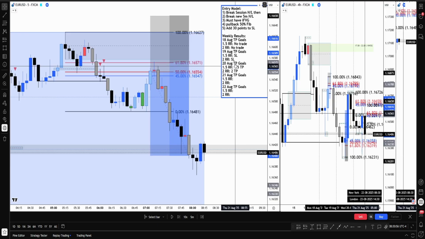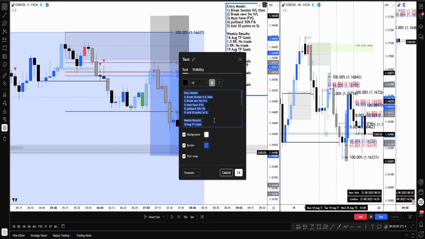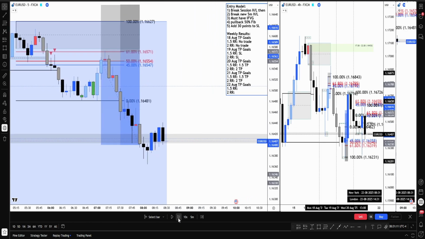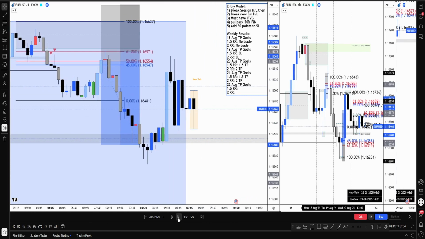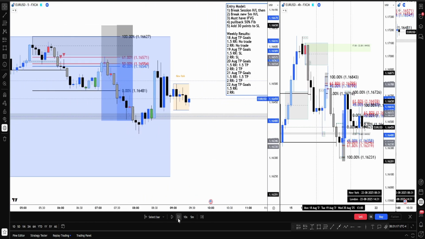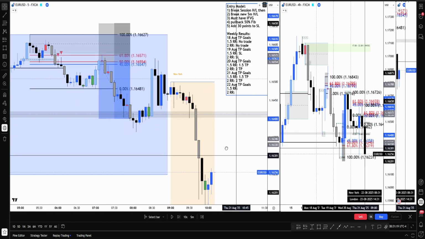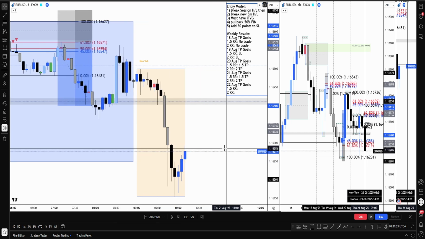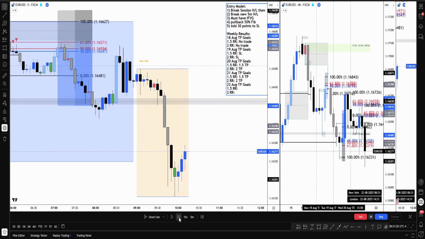We took that 100%. So let's edit this. We get our 1.5 TP, and we get our 2 TP. And that's it, we're done for the day because we've reached our consistency rule. But just for the sake of backtesting, let's look at New York. What did New York do? We broke out of the low of the London session. Now we're looking for a buy.